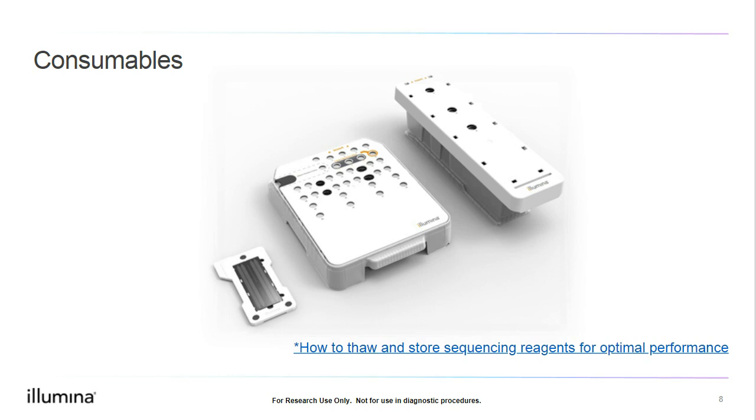Alternatively, the SBS reagent cartridges can be thawed overnight at 4C and then stored in the fridge for up to 1 week. The buffer cartridge is shipped and stored at room temperature. For more recommendations and best practices for storage and thawing of consumables, please see the link to the bulletin here.